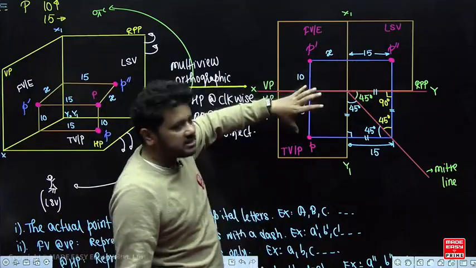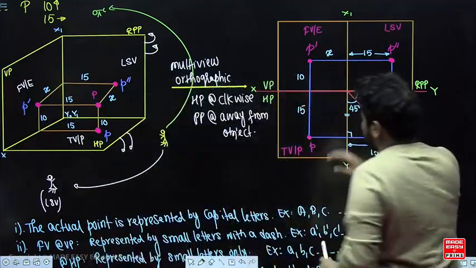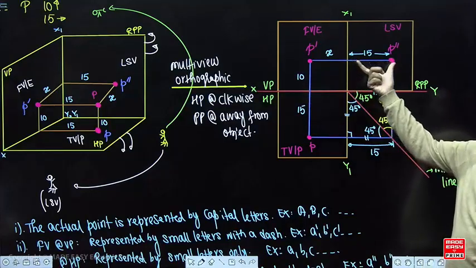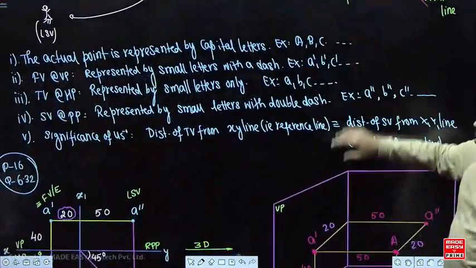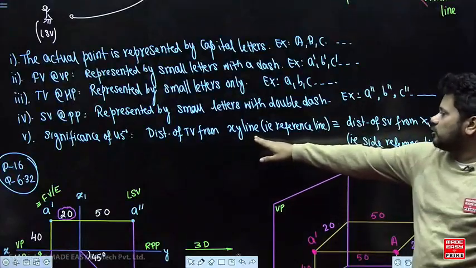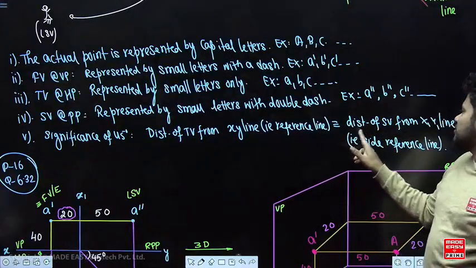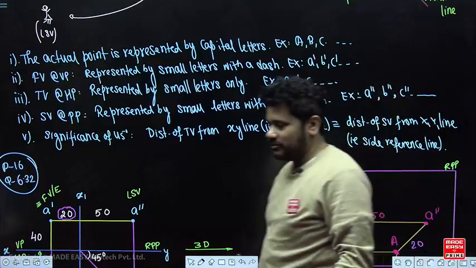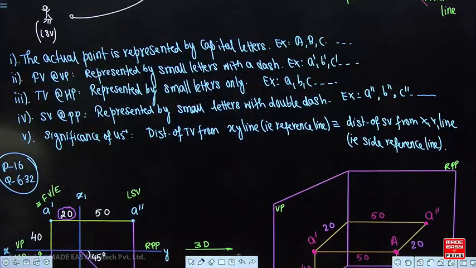So ये distance क्या होगा? बराबर हो गया. That means the distance of the top view from the X1 Y1 line is the same as the distance of the side view from the X1 Y1 line. Distance of top view from XY line, that is the reference line, is equal to distance of side view from X1 Y1 line, that is the side reference line. यही चीज लिखा है. Significance of 45 degree. Clear? चलो आगे चले.